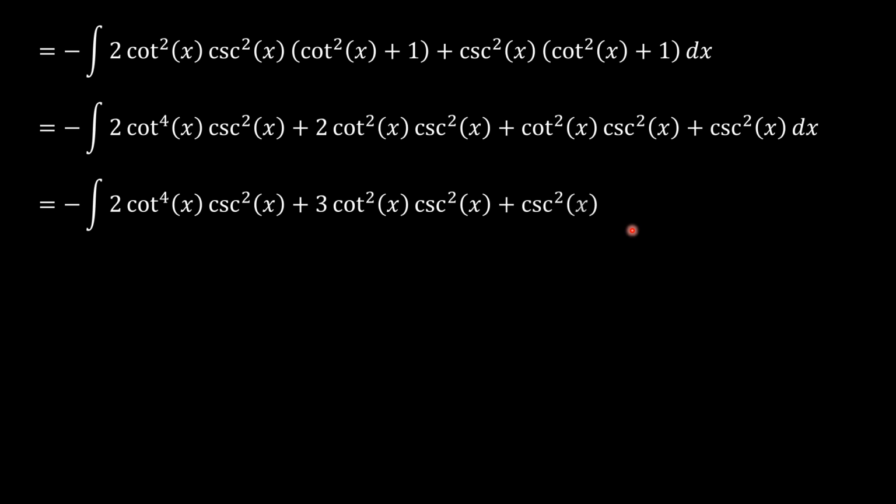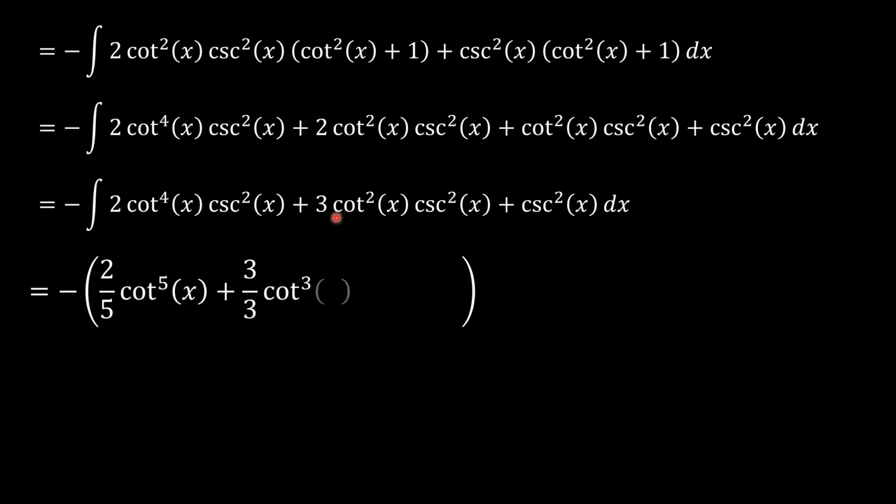So we can take a breather here. Cosecant squared of x is the derivative of cotangent of x, right? And then right here we can see that when we differentiate cotangent to the power 5 of x, we get 5 cotangent to the power 4 x times cosecant squared x. So this now brings us down to 2 over 5 cotangent to the power 5 of x plus 3 over 3 cotangent to the power 3 of x plus cotangent of x plus integration constant.